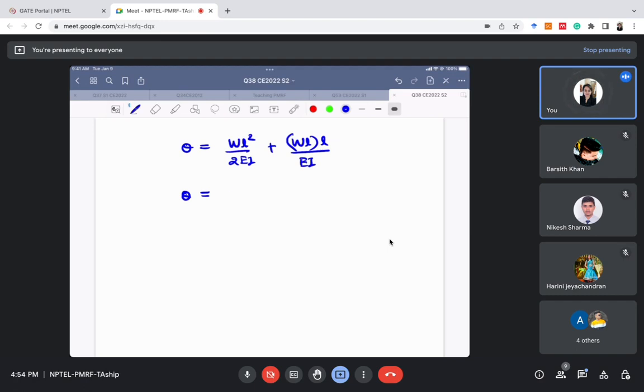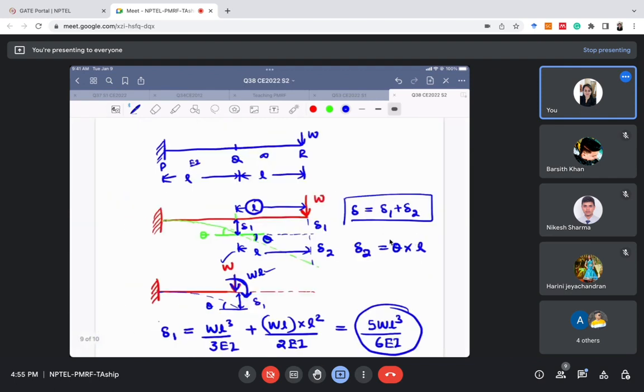So, WL square by 2EI plus WL square by EI. So the value of theta we get as 3 by 2 WL square by EI. I hope I'm doing it right. Okay, you're getting it? Any confusion till now?